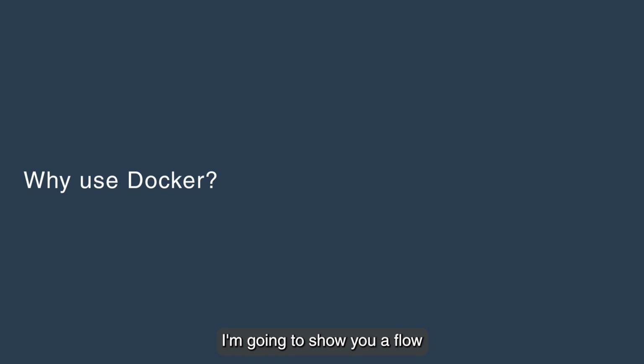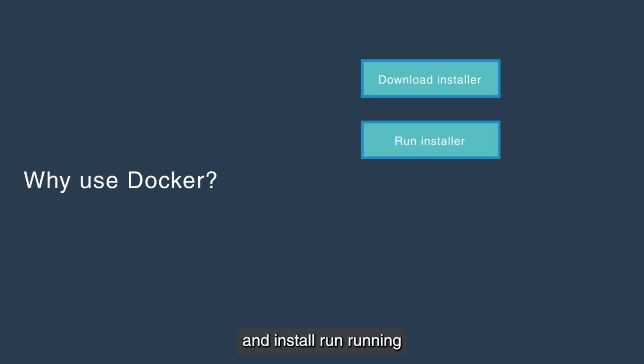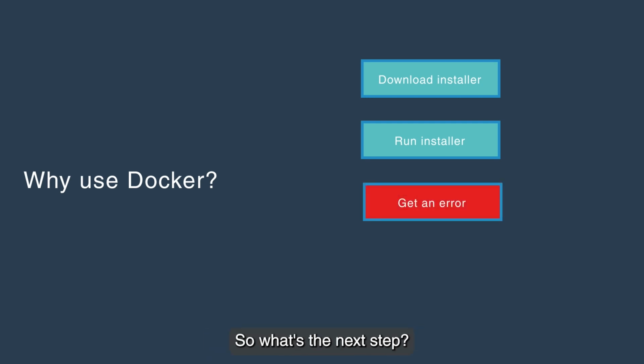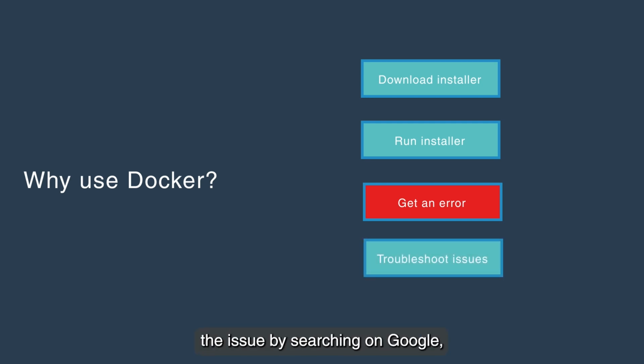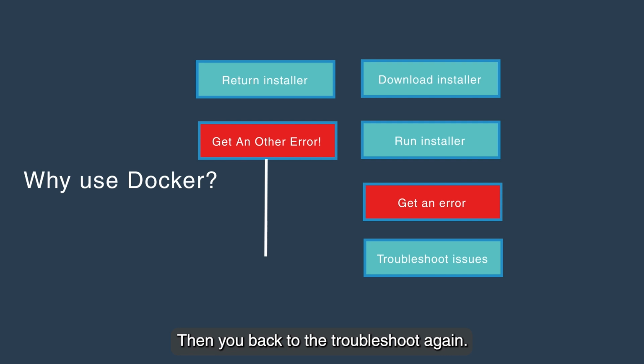I'm going to show you a flow diagram that outlines a process that you have likely encountered at least once in your life. This process involves installing software on your personal computer. I bet you download an installer, run it, and then inevitably encounter an error message at some point. So what's the next step? Well, you probably troubleshoot the issue by searching on Google, which is now easier thanks to tools like ChatGPT. Once you find a solution and solve the issue, you run the installer again only to encounter another error. Then you go back to troubleshooting again.